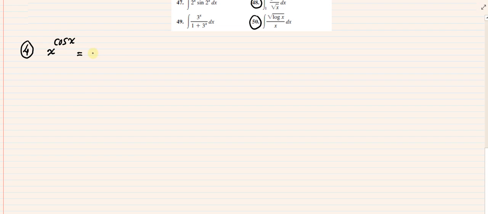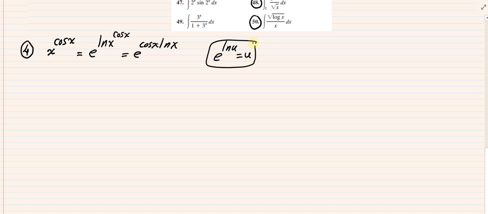So I can write this as e to the natural log of x to cosine x, and that's going to be e to cos x ln of x. Okay, again, I'm using this property that e to the natural log of u is u.